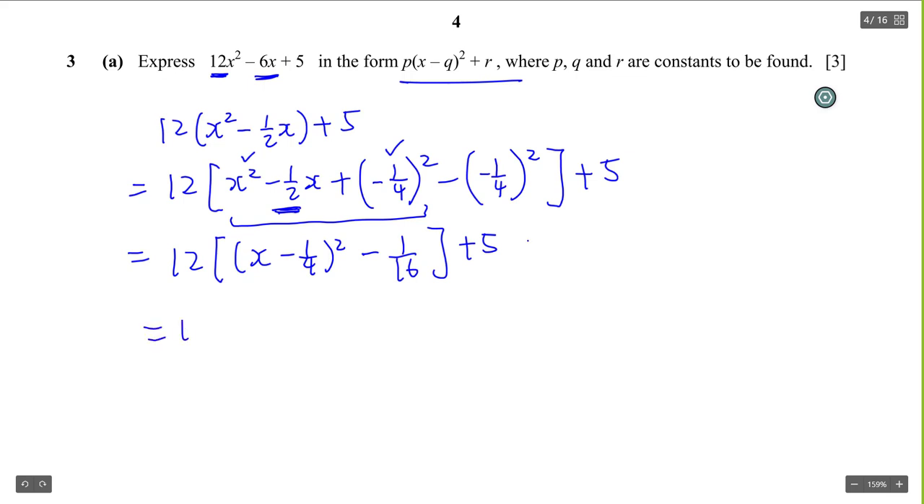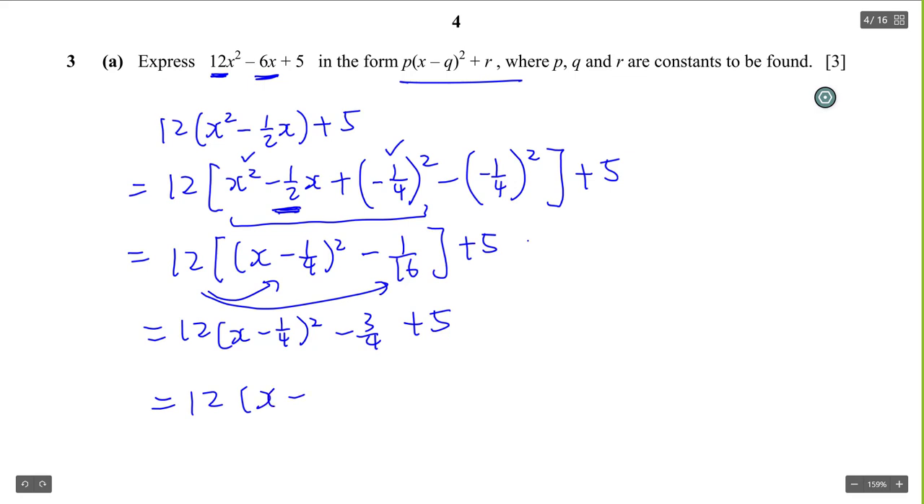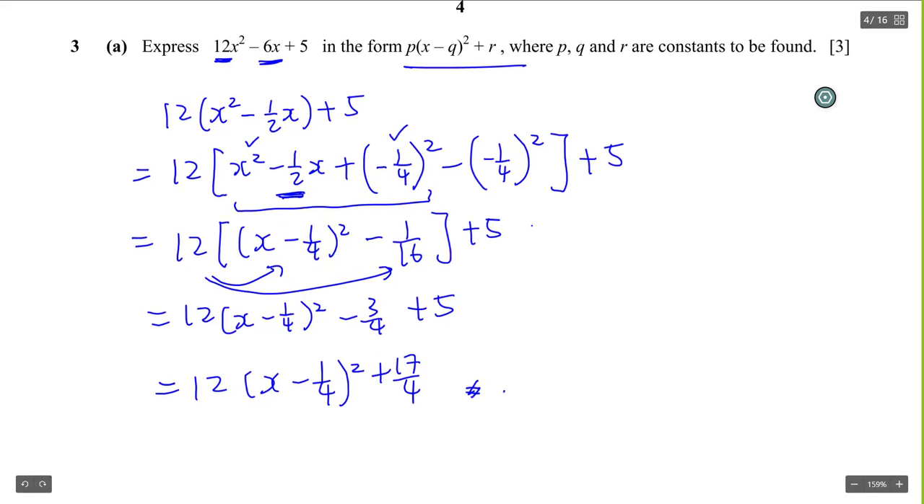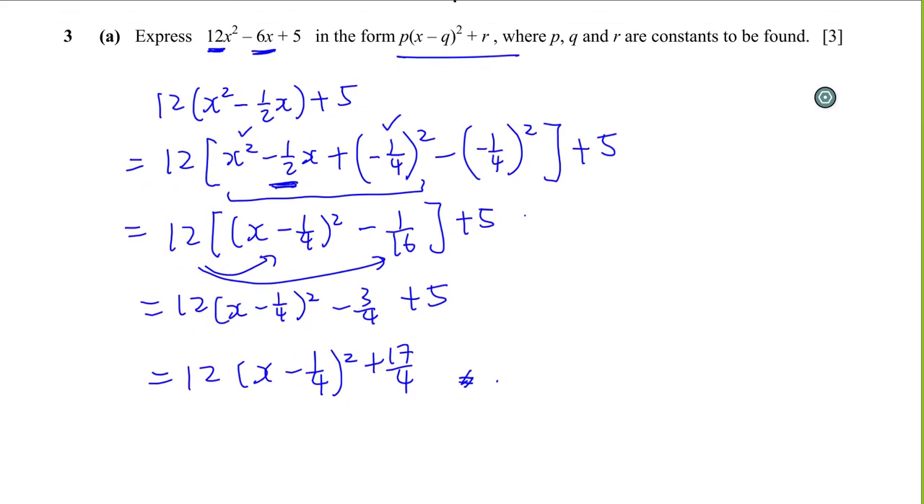Then I will multiply my 12 into both terms here. So I will have x minus 1 over 4 squared minus 12 over 16, which is 3 over 4, isn't it? Plus 5. So therefore, I will get my final answer. Plus 5, 5, 4, 20, 20 will be 17 over 4. Okay, yeah, this is completing the square. If you already forget how to do completing the square, you just check it out.